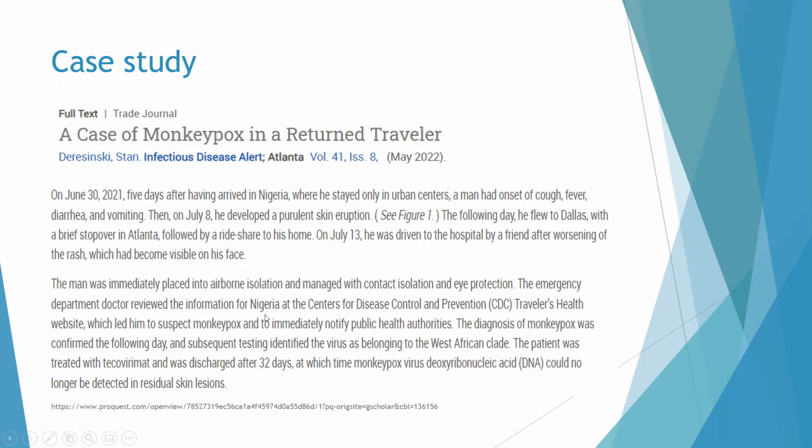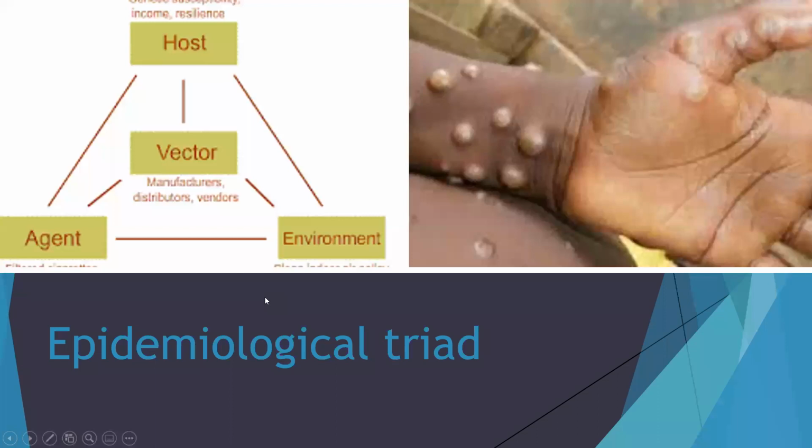The man was immediately placed in isolation, and the emergency department reviewed the information from Nigeria centers, and it was monkeypox. The diagnosis of monkeypox was confirmed the following day, and later it was confirmed by detection of monkeypox DNA. So it was a confirmed case of monkeypox who traveled to Atlanta.